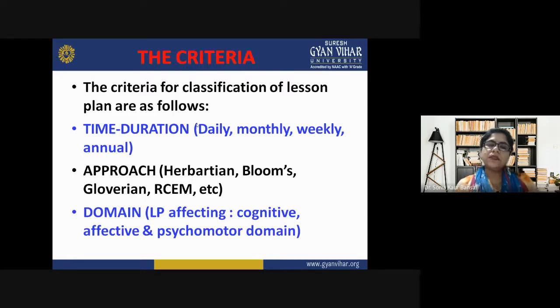Then the third criterion that is very much in consideration is domain, which is affecting most. There are three domains basically: cognitive, affective, and psychomotor. Lesson plan criteria would follow the question of which of these domains is mostly found in that lesson plan. So on the basis of these criteria, first time duration, secondly approach, and then domain, what type of domain we are going to follow, the lesson plans are classified.